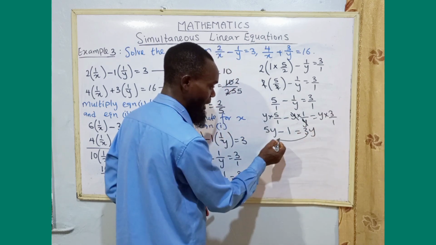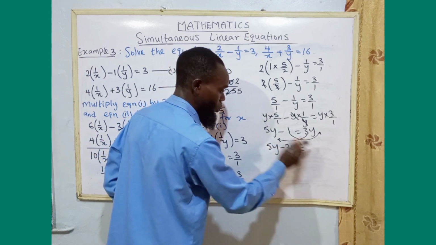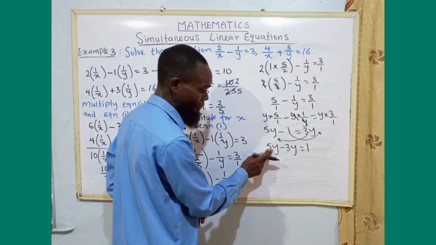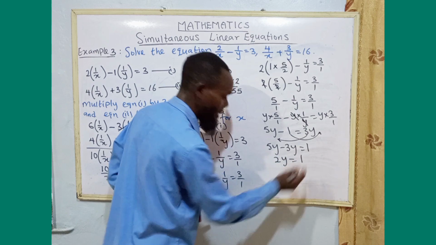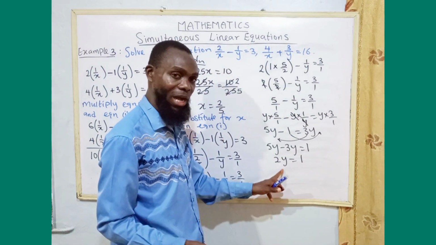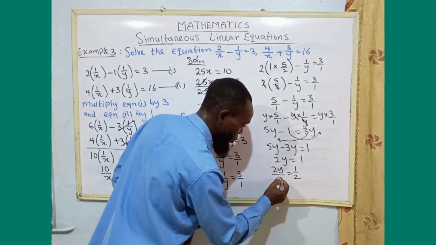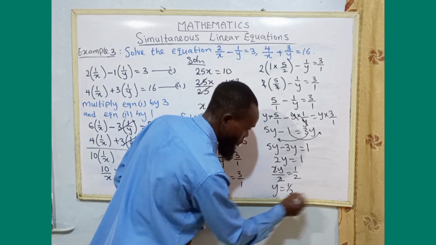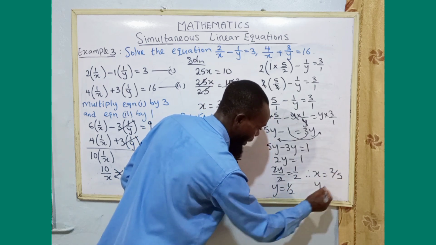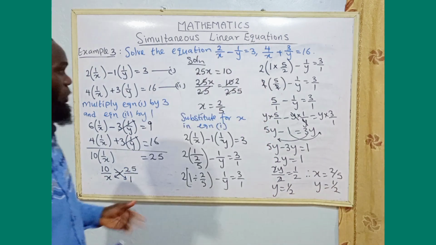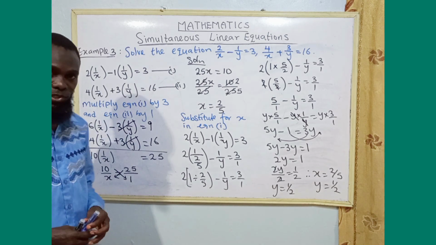Collect like terms: take this one in and take this one out. 5y minus 3y equals to, this one is going straight to 1. 5y minus 3y, we have what? We have 2y is equals to 1. To get my y, I have to divide both sides by 2. So I have 2y divided by 2 is equals to 1 over 2. 2 cancels 2. y equals to 1 over 2. Therefore, the value of my x equals to 2 over 5, where my y equals to 1 over 2. So, this is solving of linear simultaneous equations.